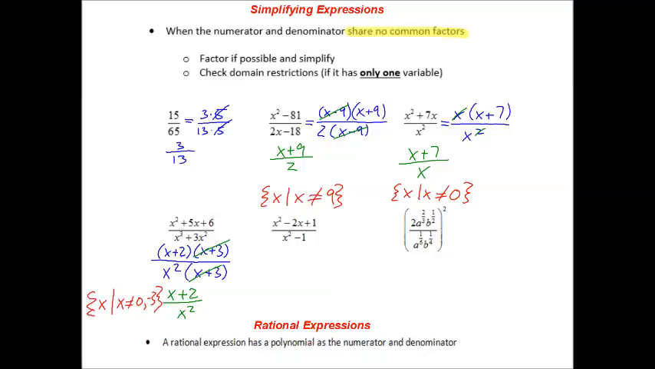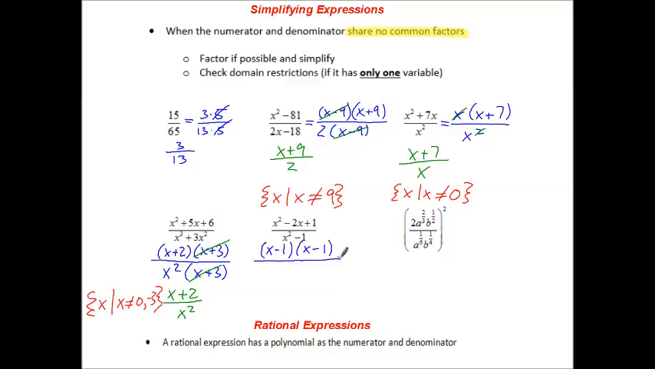On to our next example. x squared minus 2x plus 1. Let's see if it can be factored. It can indeed be factored. Negative 1 times negative 1 is positive 1, but they add up to give us negative 2. This is actually a perfect square trinomial. It is x minus 1 squared.